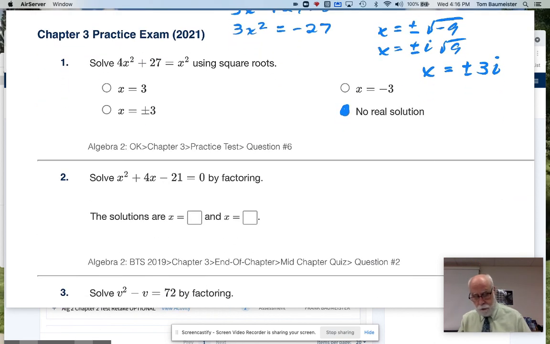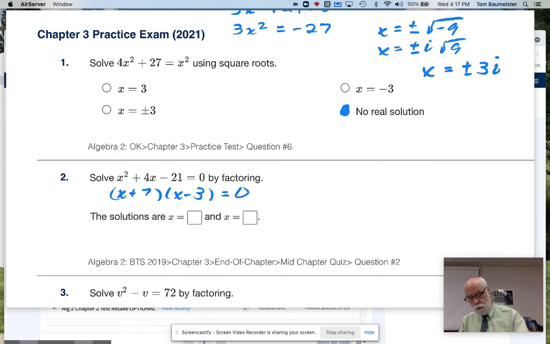Okay, so problem number 2, solved by factoring. Again, I've told you, look at the middle and last term there. If it's negative, it doesn't matter. One of them is going to be positive, and one of them is going to be negative. And again, like I said before, think of factors of 21 that will give you a positive 4. So 7 times 3 is 21, and that will give us a positive 4.